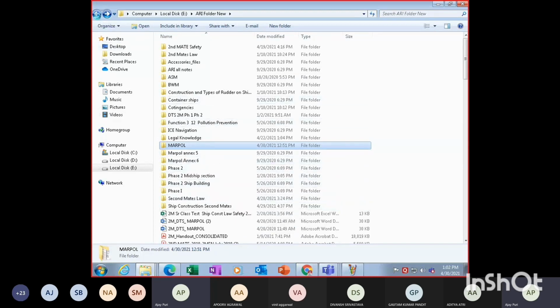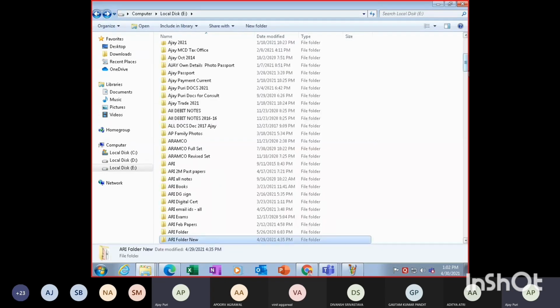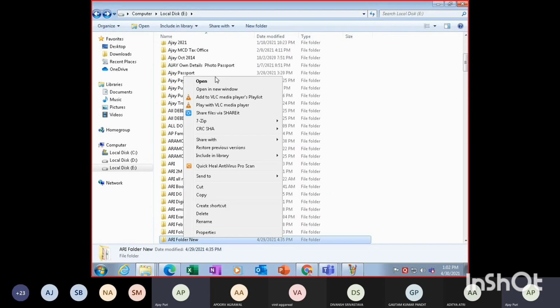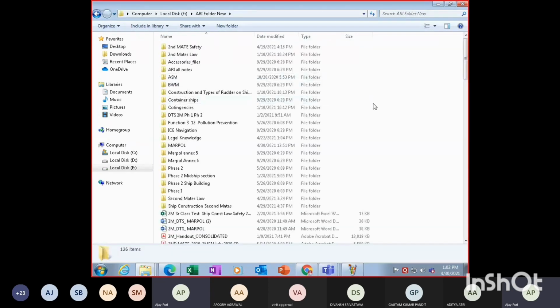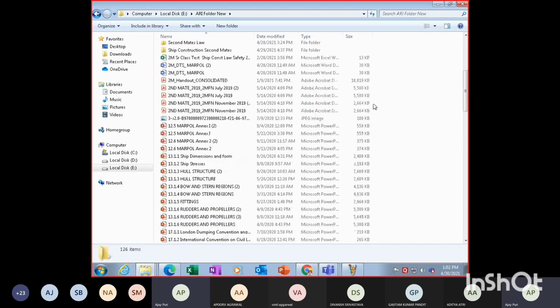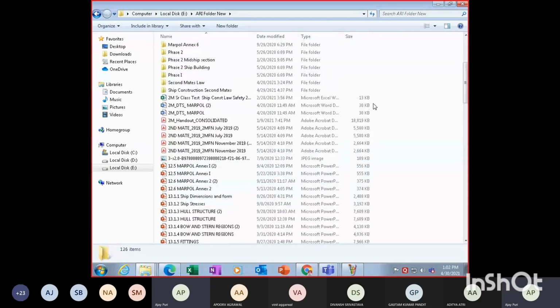NX3 is basically for container vessels which are carrying dangerous goods in package form. That is your NX3.